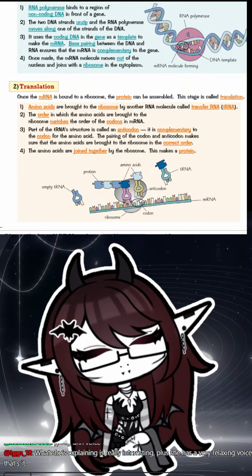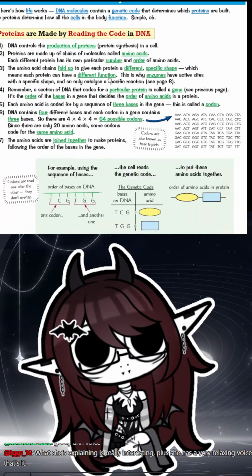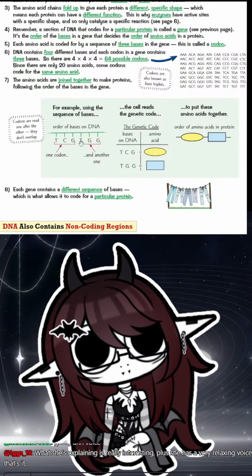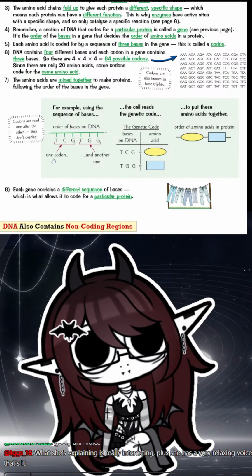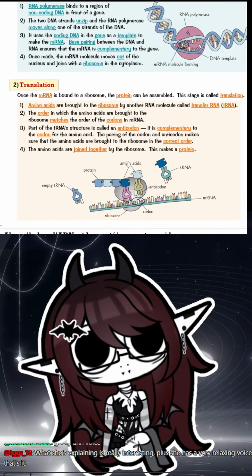Alright, I'm going to explain what it means by complementary. So let's look here. We have a codon here, TCG. So the anticodon would be AGC because T and A go together, C and G go together, and G and C go together. But then they might flip again to change things.